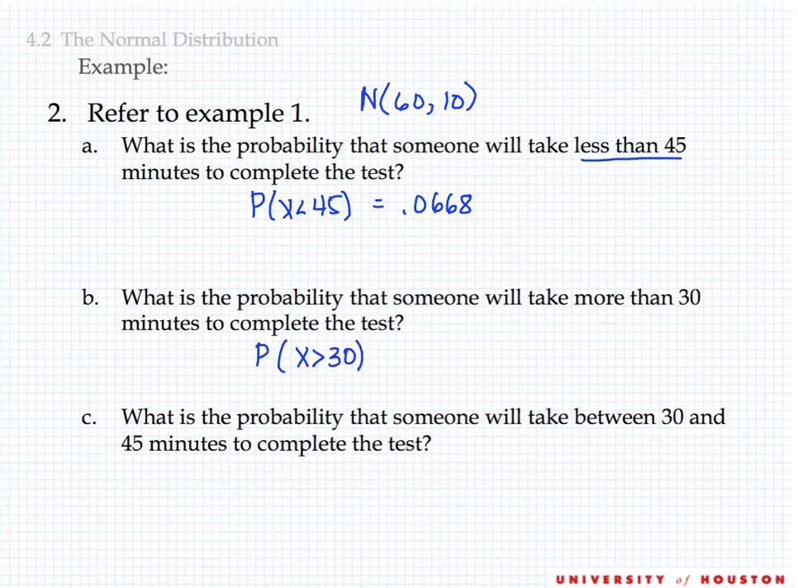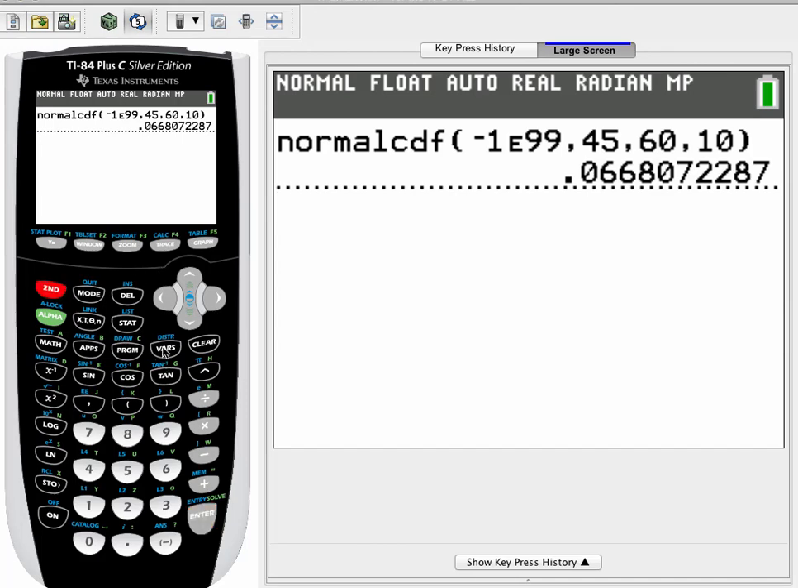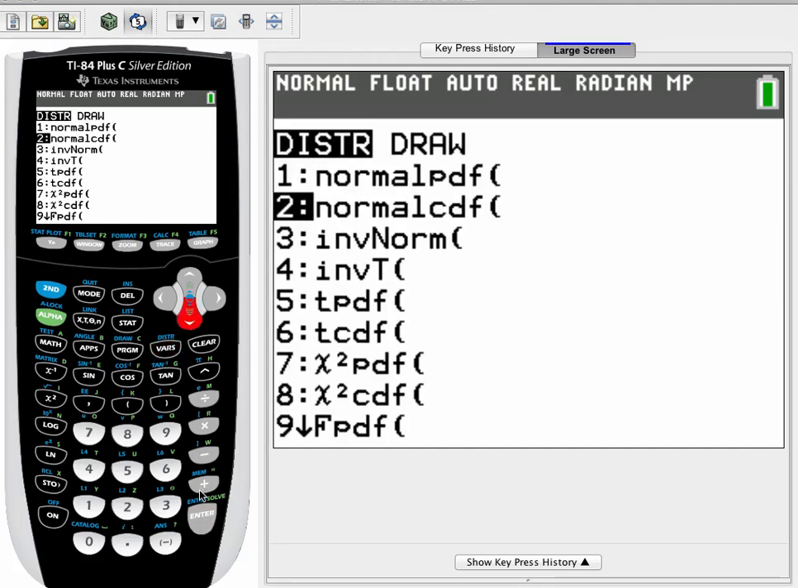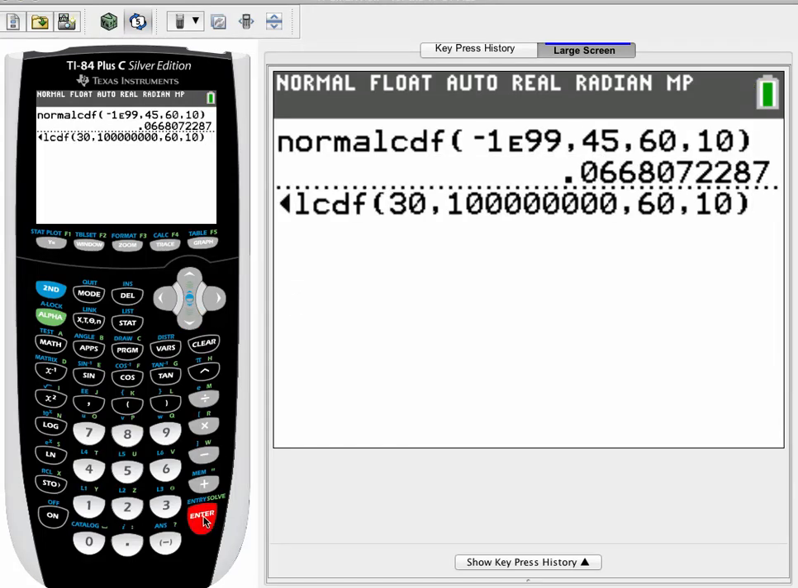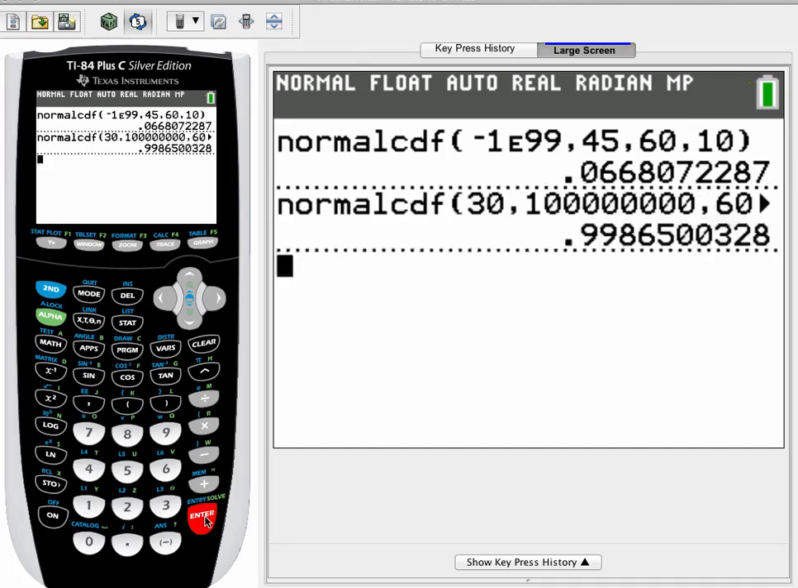What's the probability that someone would take more than 30 minutes to complete the test? Well, back to our calculator, we're going to go back to normal CDF. Now our lower limit is our 30. And our upper limit needs to be a large number, same mean and standard deviation, and it will look like that. And our probability is 0.99865, or 0.9987 when I round it.